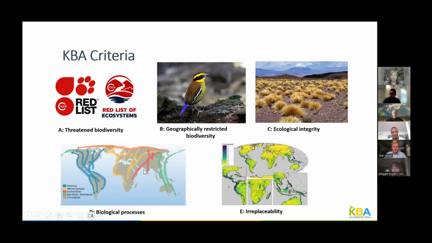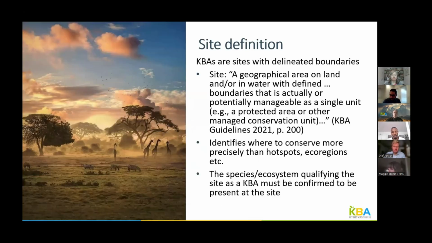Biological processes, so important areas for breeding or migratory stopover sites where you get aggregations of species at some place, and then sites of outstanding irreplaceability. So you have to conserve those sites if you're going to conserve that species, because you can't conserve them anywhere else. But an important thing about KBAs, which makes them different from things like hotspots and ecoregions, is that they have to be a site.